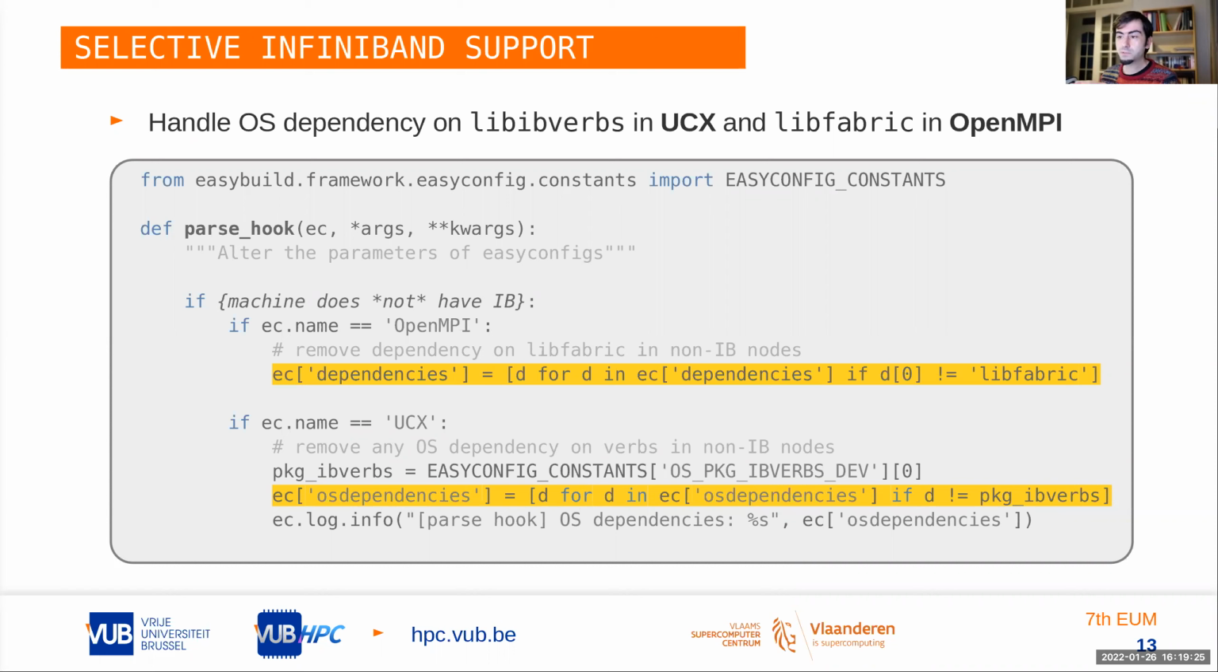ibverbs is a little bit special because in EasyBuild, as you might have seen in the easyconfigs, it is defined by a constant. So that's why we import the easyconfig constants, and we use that constant, which is basically a tuple of different package names for ibverbs. Then we are sure that we are removing the full OS dependency from the easyconfig. And with this hook and the one I showed you before, we already have an automatic system that can disable the support for InfiniBand in the OpenMPI stack.